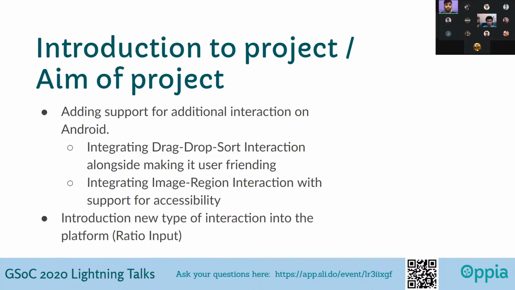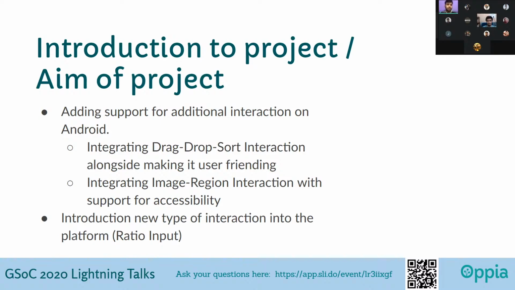Along with that, we have an image click input or image region selection interaction, which basically allows us to tap on an image, and if the creator has identified that region as a valid region, we would be provided with the answer, like valid region or invalid region.